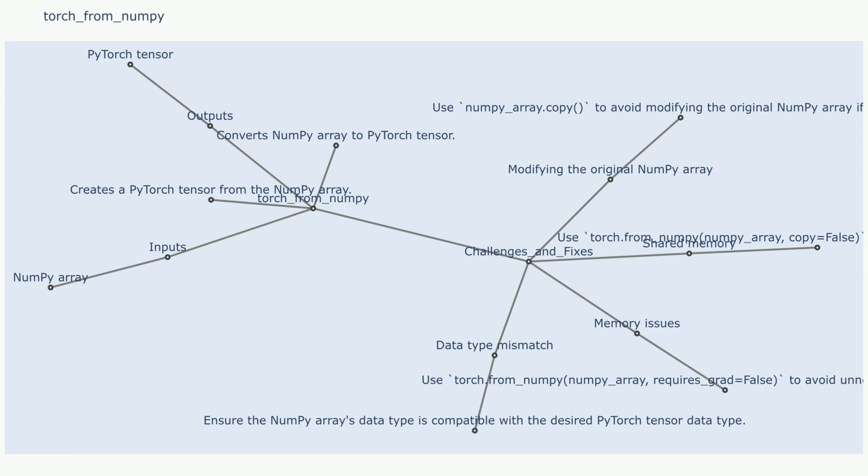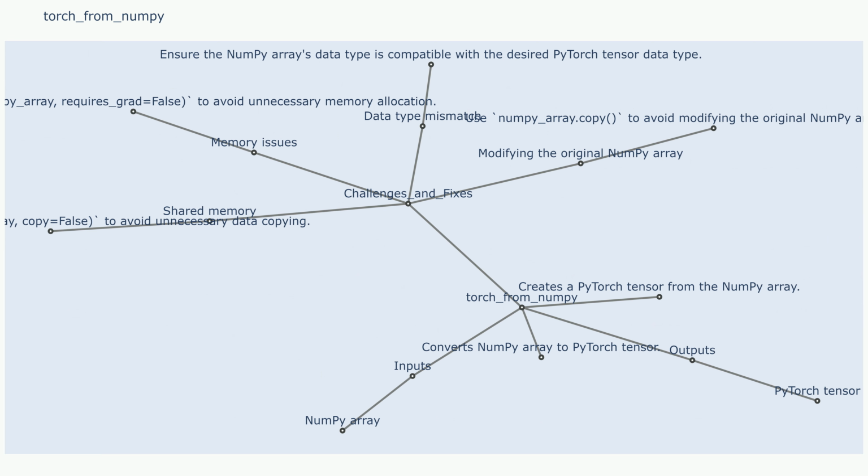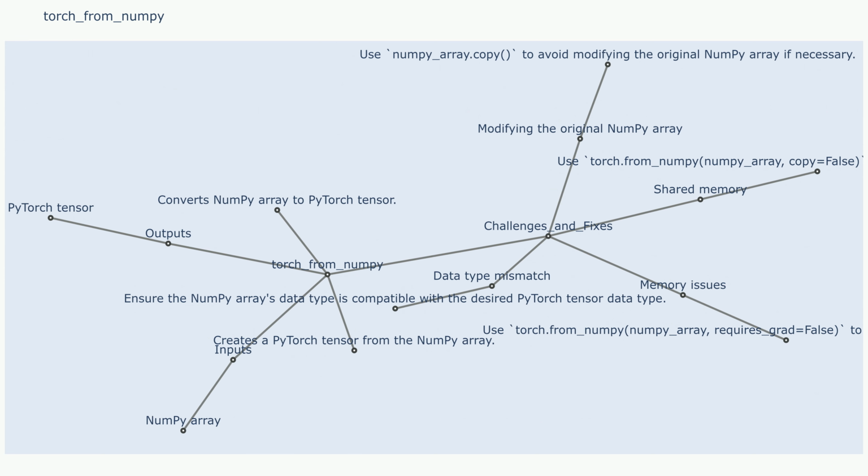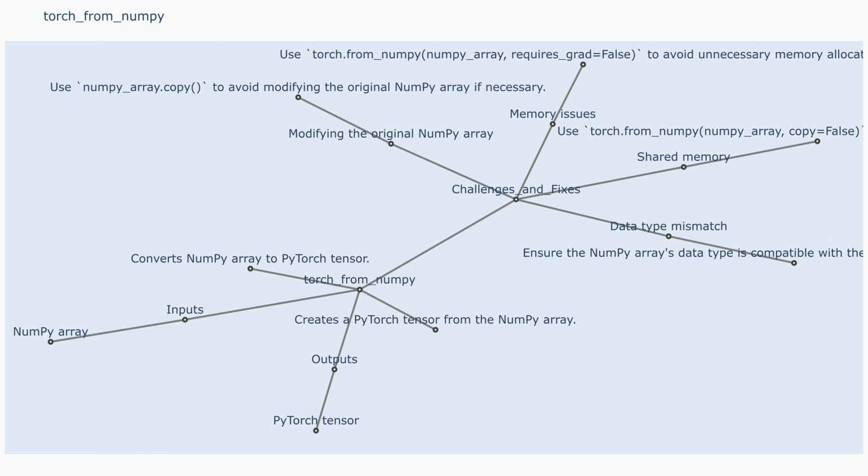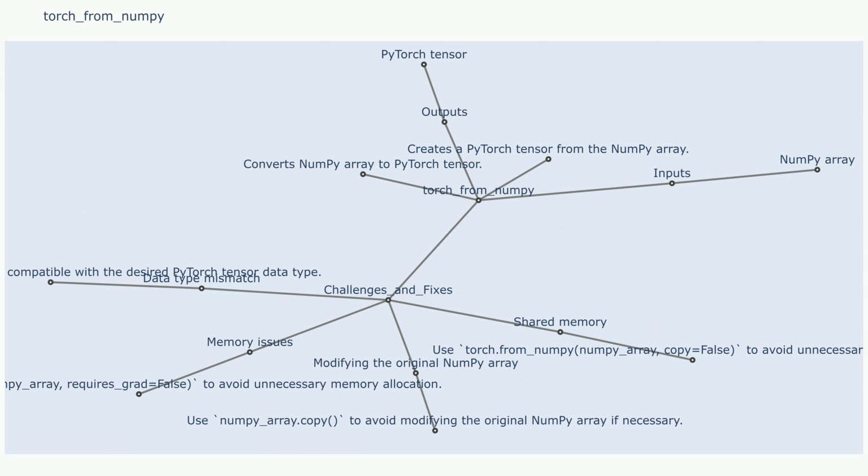Challenge 2, memory management. Due to the shared memory, modifications to the original NumPy array will impact the PyTorch tensor, and vice versa. This can be problematic if you need independent copies. Sample use case: you might inadvertently modify the original NumPy array when working with a derived PyTorch tensor, leading to unintended consequences. Fixes: use the tensor clone method to create a separate copy of the PyTorch tensor. This ensures that changes to the copy won't affect the original NumPy array.